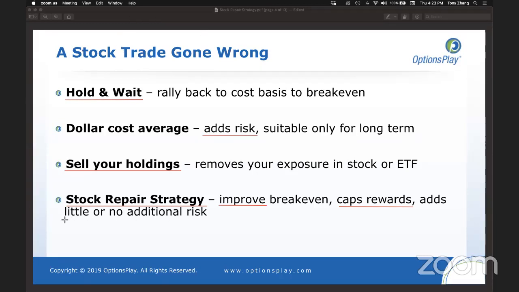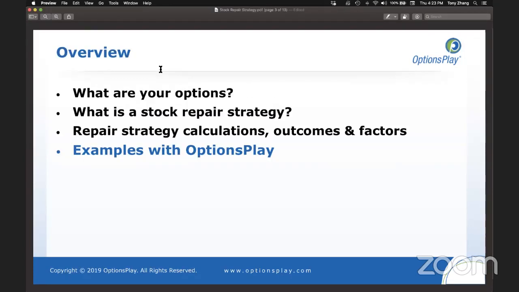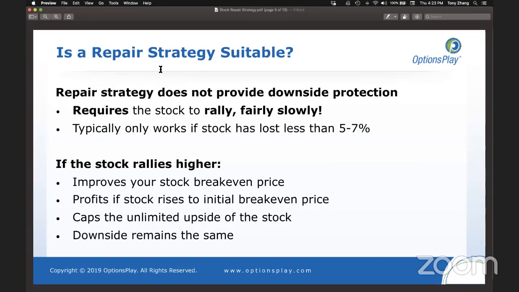Now, when I say you can do this with little or no additional risk, there are a lot of other factors that need to be in place before you even get to that point. So those are the things we're here to discuss: what are those things that need to be aligned in order for this to work. So, is a repair strategy suitable for the stock trade that you're in? Number one, what I want to make sure everyone understands is that when you put on a repair strategy, it does not provide any downside protection, which means that if you have a stock that has gone from $100 down to $90 and you think it might continue to move lower, a repair strategy does not protect you from that at all.